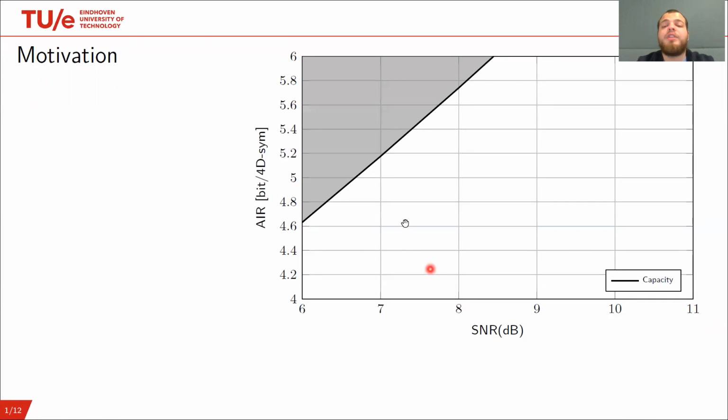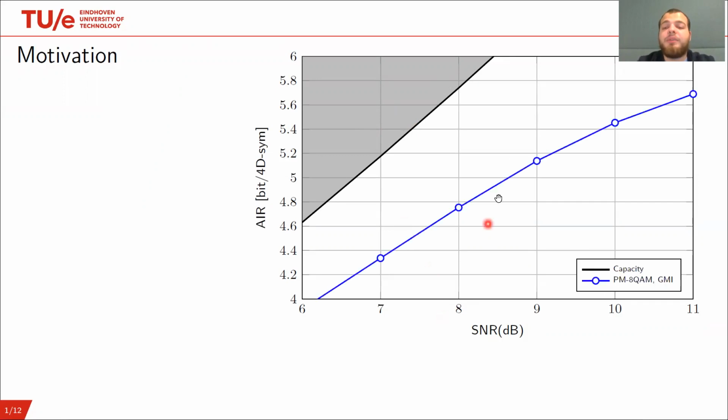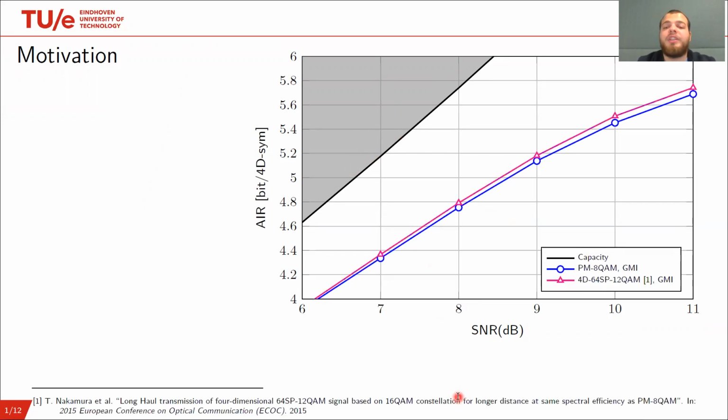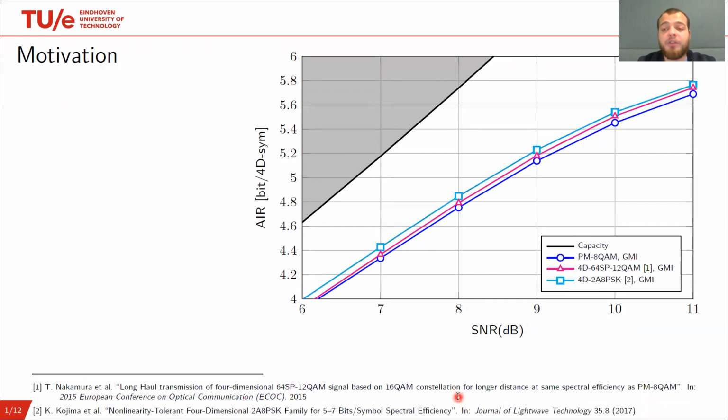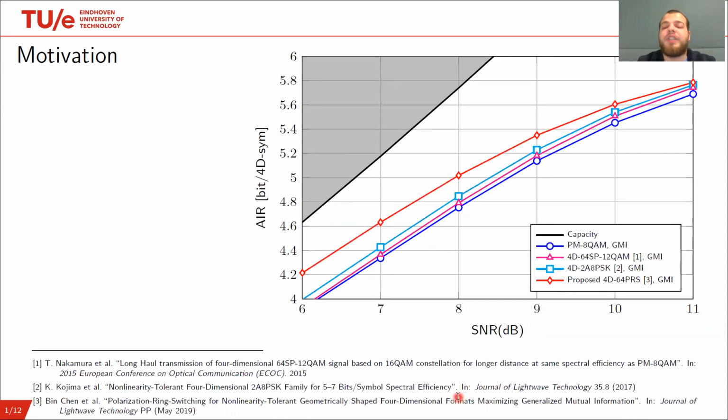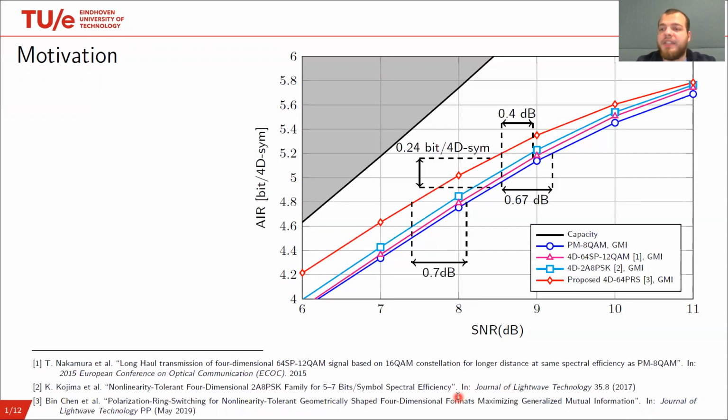What we want to achieve using geometric shaping is this black line over here, the capacity, the theoretical maximum. Standard constellations that we're using nowadays perform far from this capacity, with approximately a 2 decibel gap between the capacity and a PM8 constellation. Using geometrical shaping, we're trying to close this gap using methods such as set partitioning, APSK constellations, and polarization ring switching. And so far, we've been capable of closing the gap by about 0.7 dB.